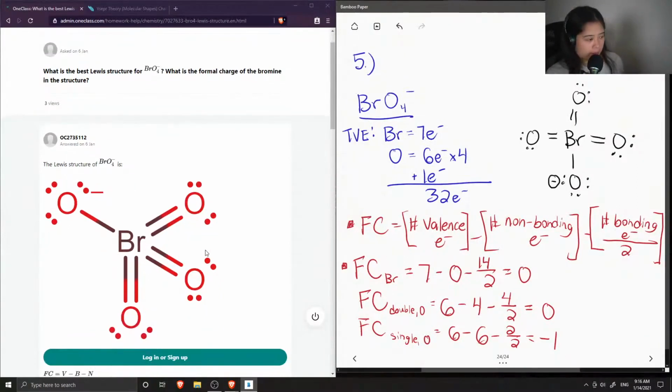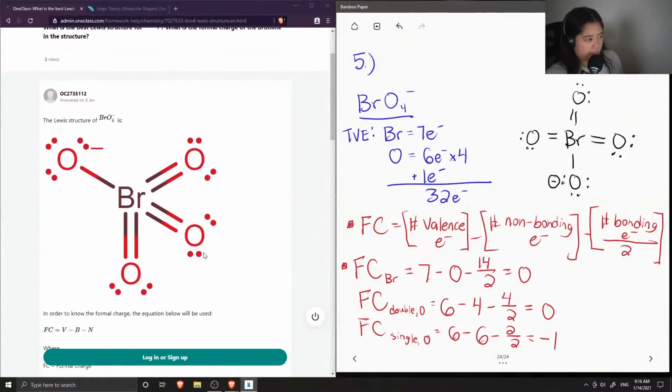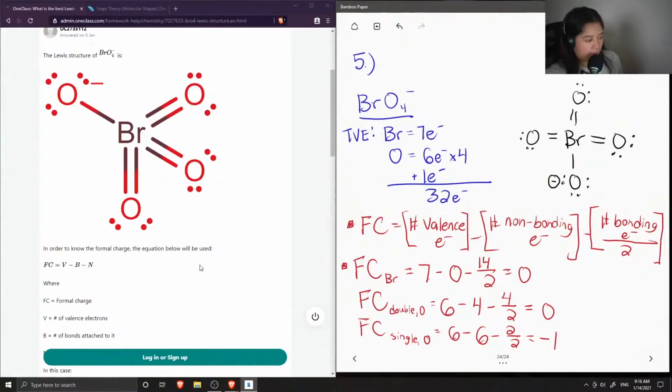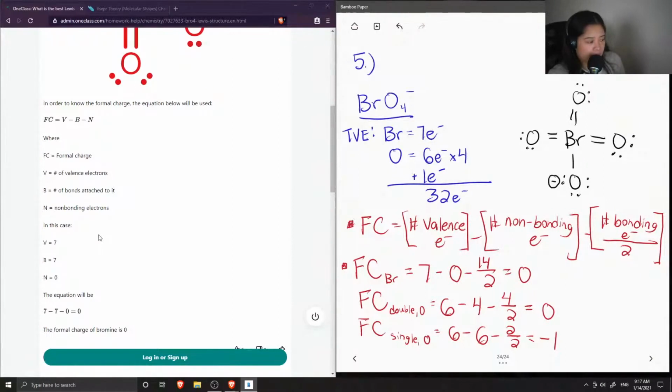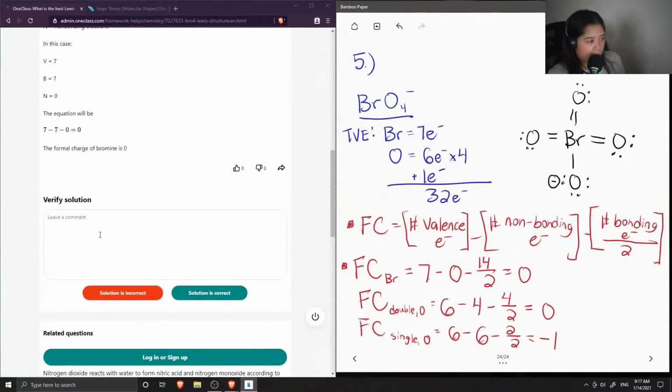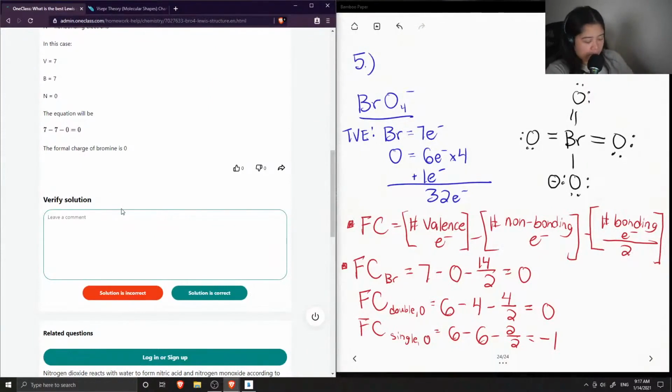So now let's see what the junior tutor said. They have the same structure, and they have the equation for formal charge, number of valence minus, so they count the number of bonds attached to it. So that's another method of calculating the formal charge. Instead of doing bonding electrons divided by 2, you can simply just count the number of bonds. So it's the same thing, minus the number of non-bonding electrons. And they got a formal charge of 0 for the bromine, and this solution is correct.